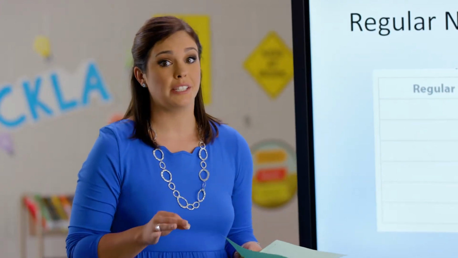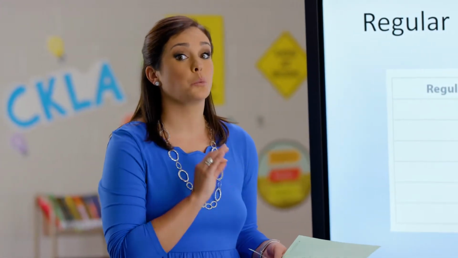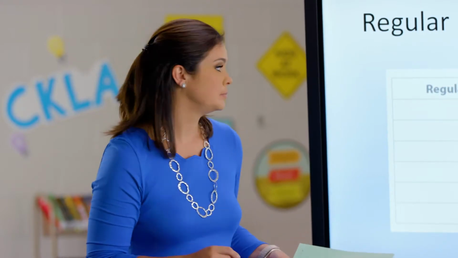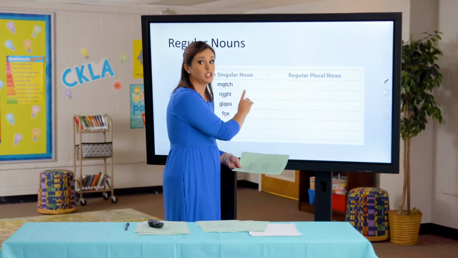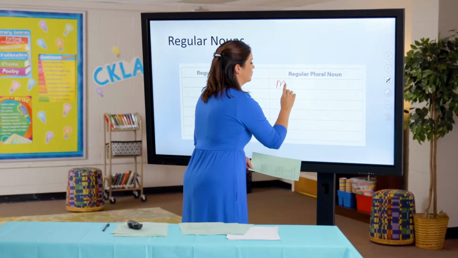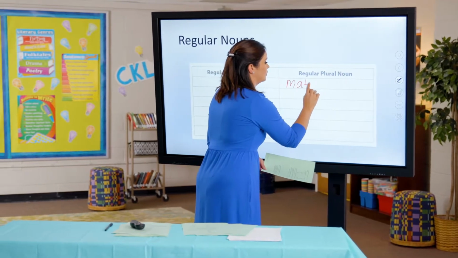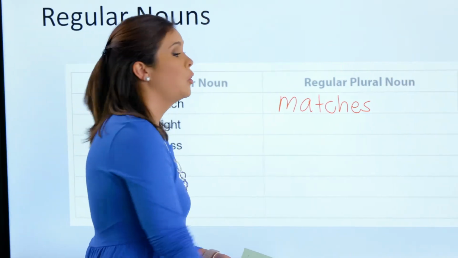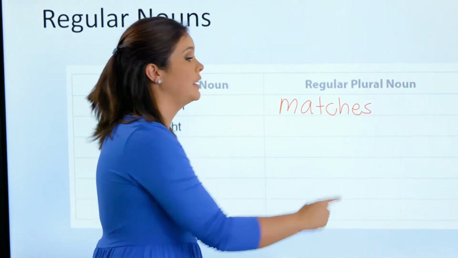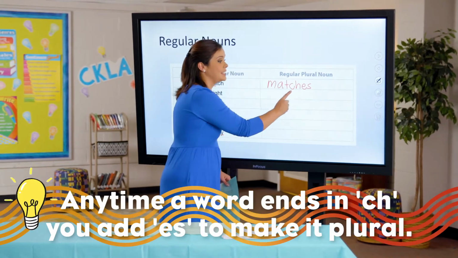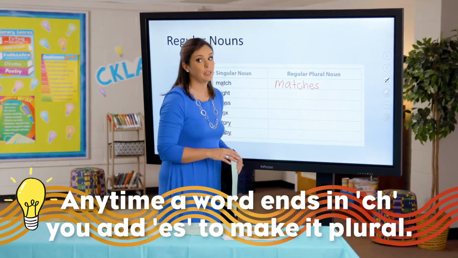Baby. Now that we've written all of our nouns down, let's look at how to make these regular nouns plural. Pay careful attention to how we spell these. So for the word match, the plural form is matches. Notice how we added ES because the word ends in CH. So anytime a word ends in CH, you add ES to make it plural.